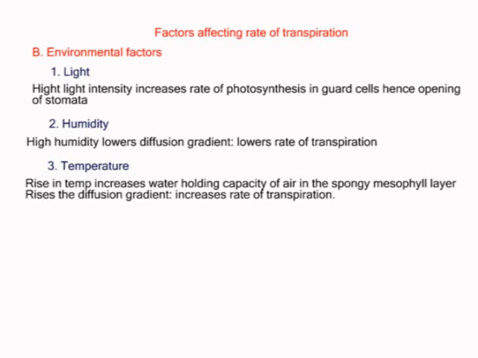A decrease in temperature decreases the water vapor pressure in the intercellular spaces, and the diffusion gradient between the intercellular spaces and the atmosphere is lowered, and thus the rate of transpiration goes down.